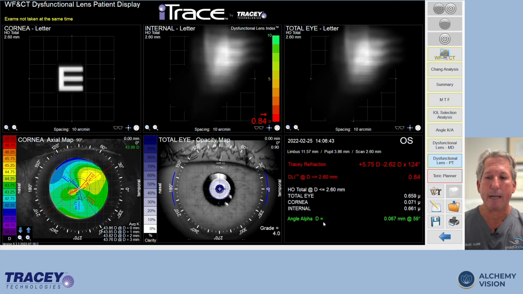Here we can see that his angle alpha, or the centering of the pupil and the lens, are very well matched. So we can pretty much choose any type of toric lens we want in a patient like this.